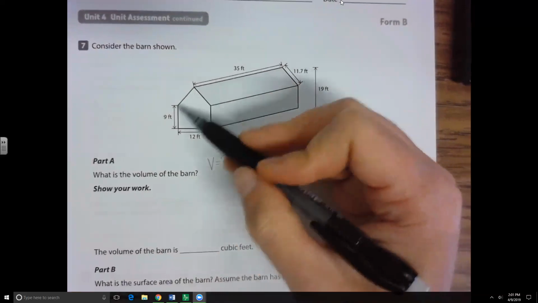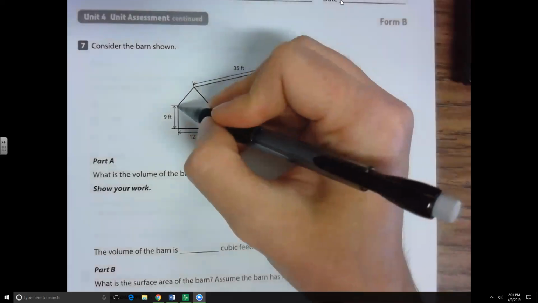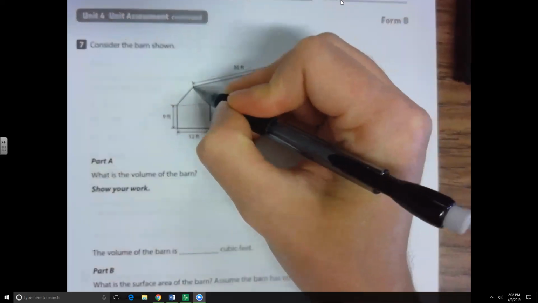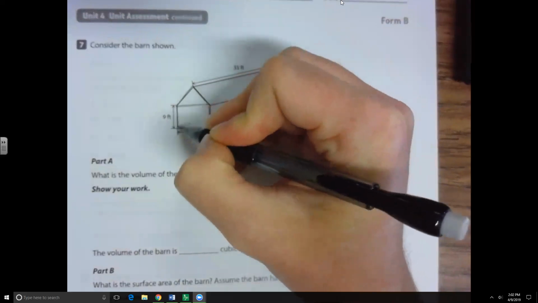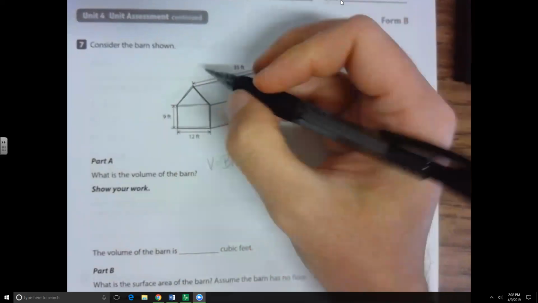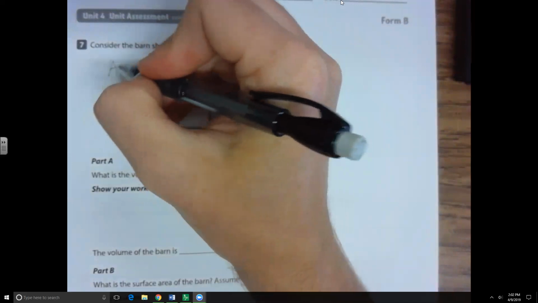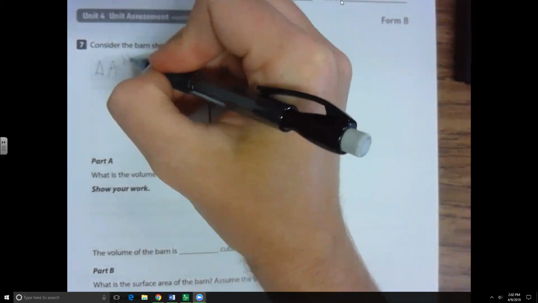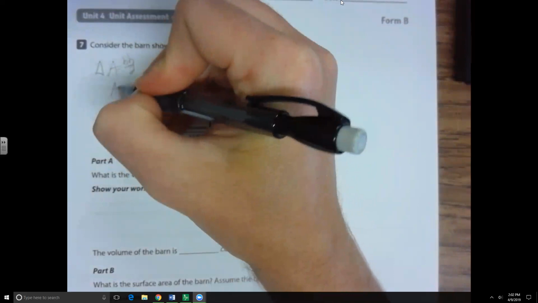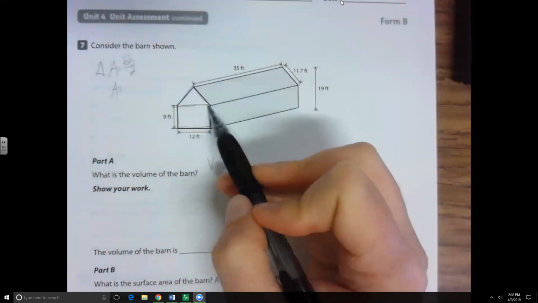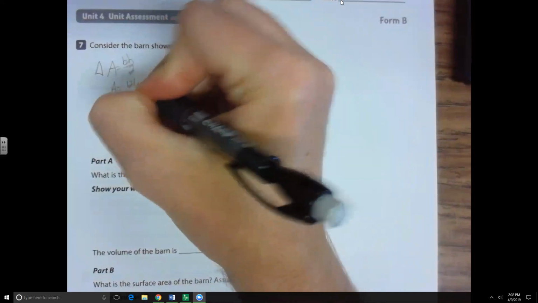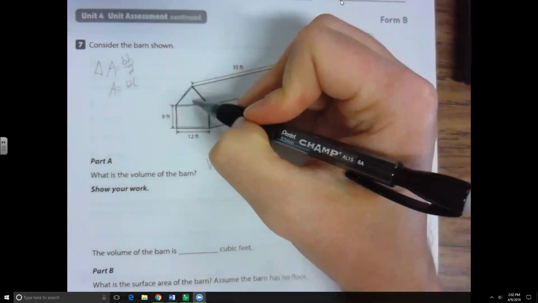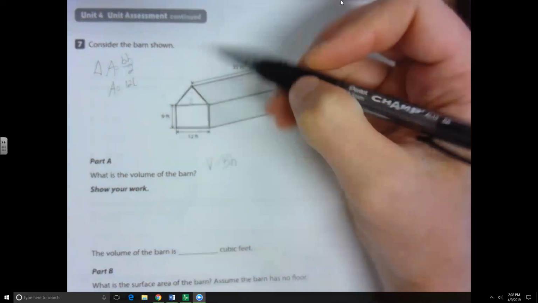My base is a pentagon, so I'm going to split it up into shapes I can find the area of. That would be a triangle and a rectangle. To find the area of my triangle, do base times height divided by 2. The base of my triangle here is 12 feet. The height of my triangle from top to bottom, I'm not given that, so I have to find it.